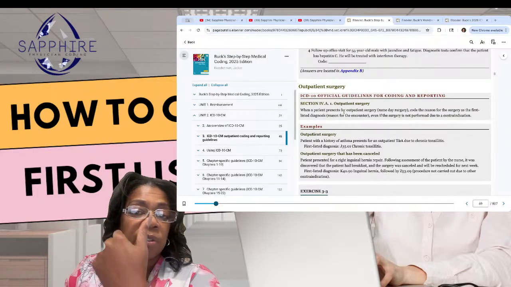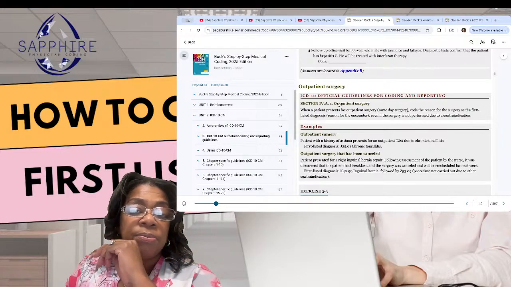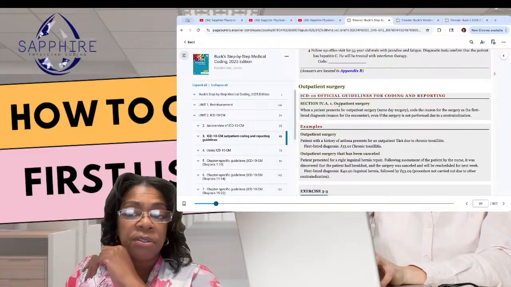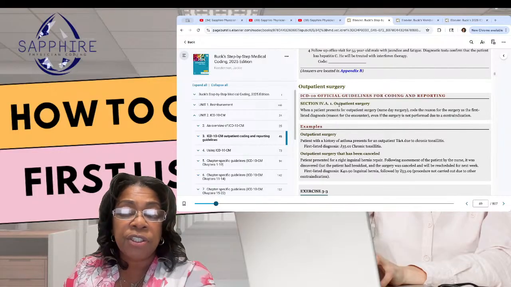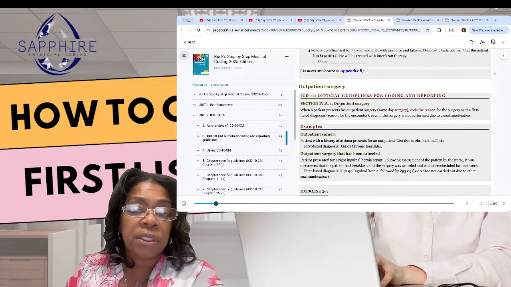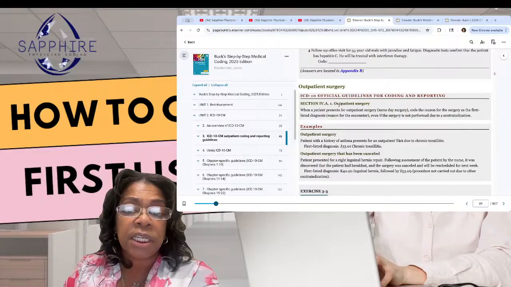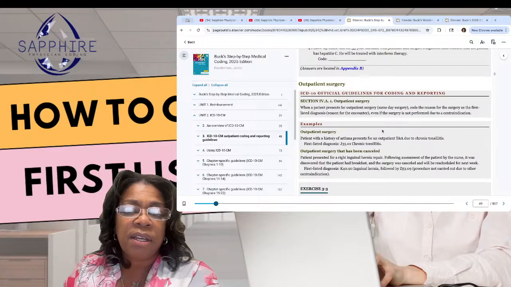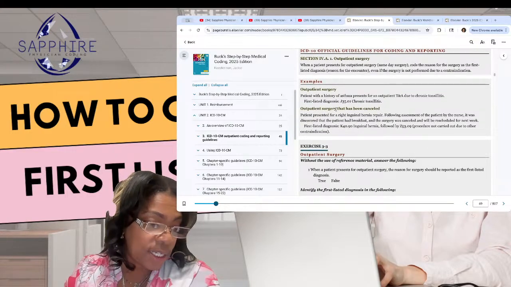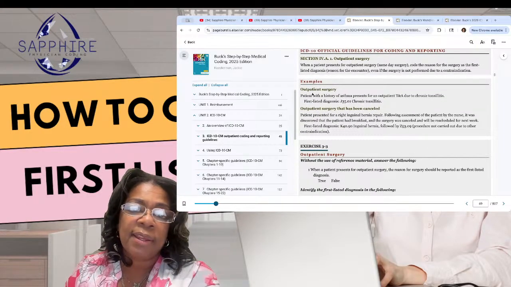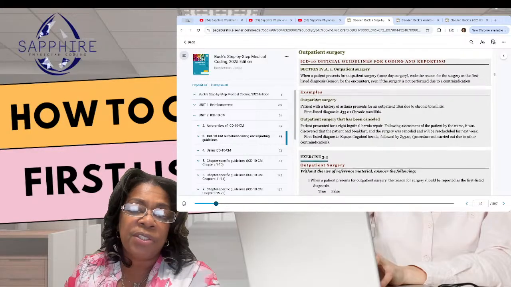So when a patient presents, we're outpatient, y'all. So those are the outpatient guidelines. Y'all can go ahead and read them. When a patient presents for outpatient surgery, same day surgery, in parentheses, code the reason for the surgery as the first listed diagnosis. Reason for the encounter, that's in parentheses. Even if the surgery is not performed due to a contraindication. Okay, contraindication as in, no, we might have to do this tomorrow. And here they're giving you examples. I'm on page 49.